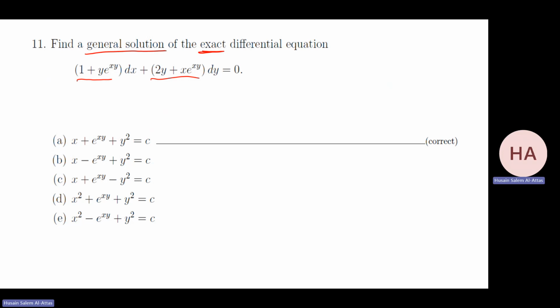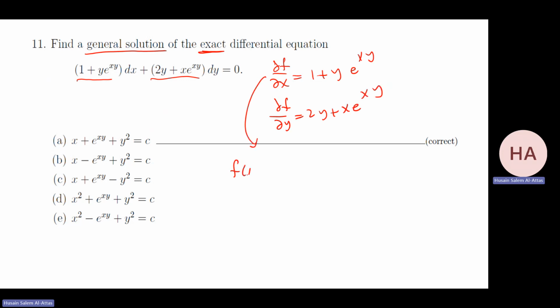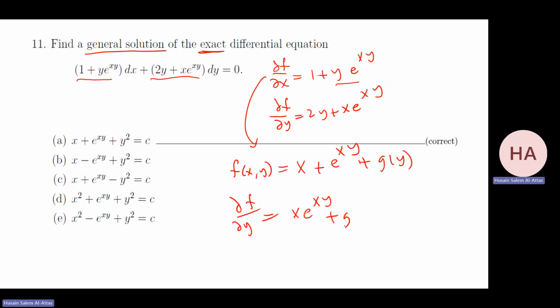So I have partial f with respect to x is 1 plus y e^(xy), and partial f with respect to y equal to y plus x e^(xy). I'll start with this one. So f of x and y equals, integrating with respect to x, x plus e^(xy). The derivative of this gives me this, very clear, plus a function of y. So partial f with respect to y, I have x e^(xy) plus g prime of y, and that should be equal to y plus x e^(xy).